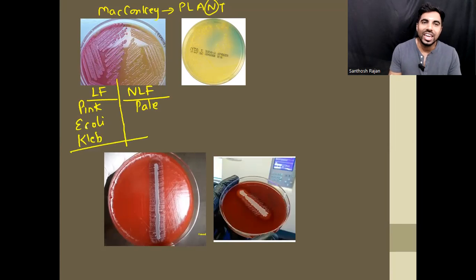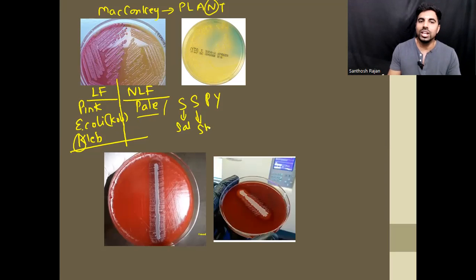Even if you forget, K-E: you can make C as a K, coli, and in MacConkey, M also you can make it K. All the K things will come as pink. In the pale, non-lactose fermenters, remember at least SPY in the Enterobacteriaceae family: Salmonella, Shigella, Proteus and Yersinia. SPY is always pale color.